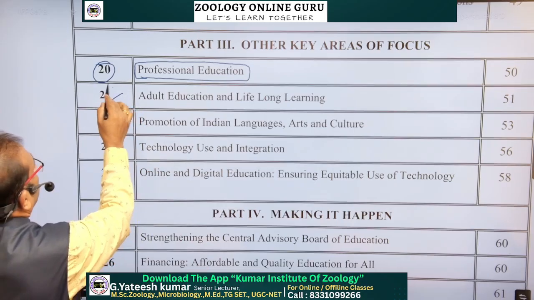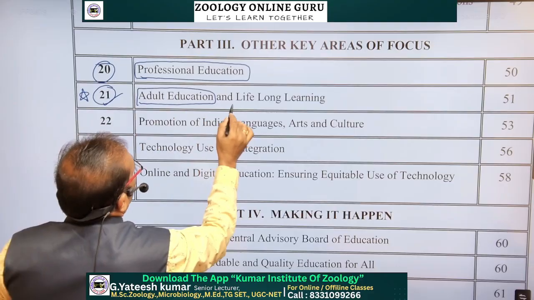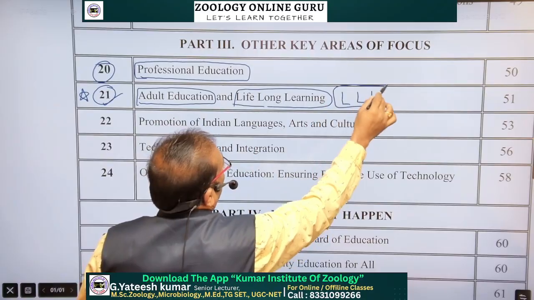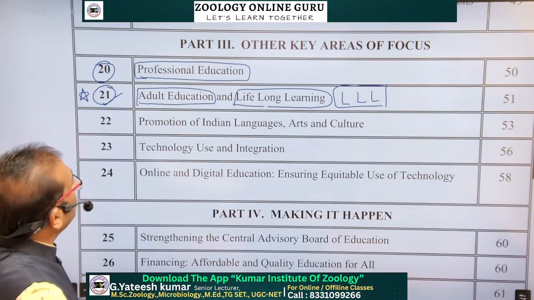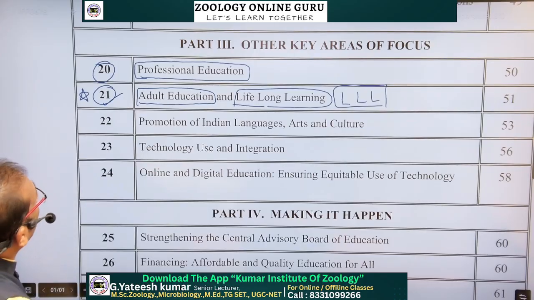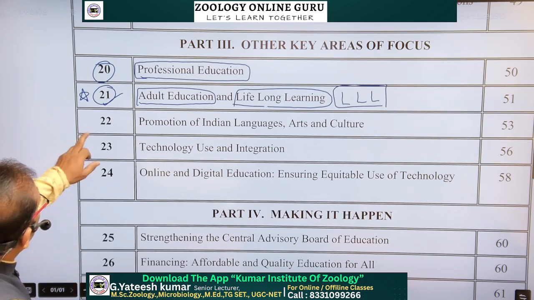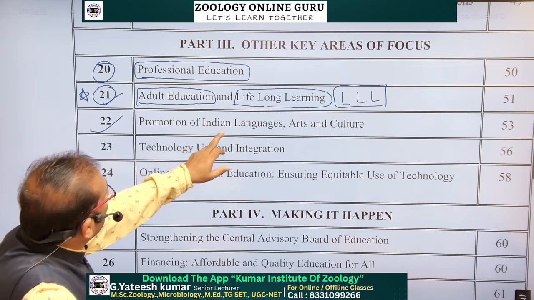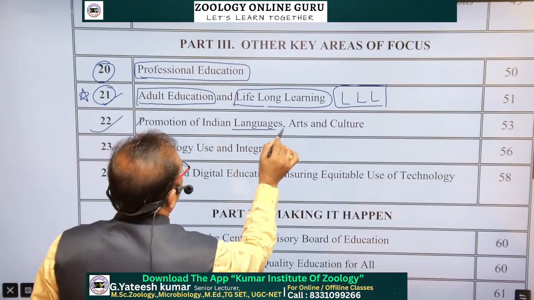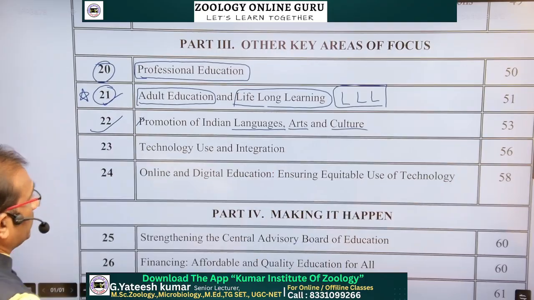And chapter 21, most important here because the adult education system is present. Adult education and lifelong learning, triple L, LLL. Triple L means lifelong learning. This is the motto of the adult education system, most important. Chapter 21 is in part 3, other key areas of focus. And chapter 22, promotion of Indian languages, arts and culture. So promotion of Indian languages is also focused on, and arts and culture.